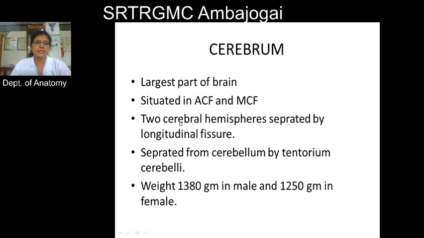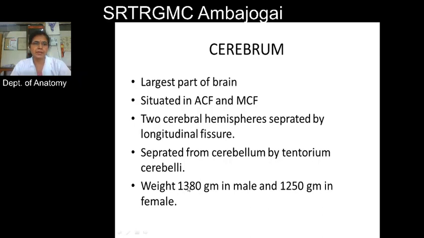This cerebrum consists of two cerebral hemispheres, and these two cerebral hemispheres are separated by the longitudinal fissure. This longitudinal fissure runs anteroposteriorly. The cerebrum is separated from the cerebellum posteriorly by the tentorium cerebelli. That is, the cerebrum is present on the superior aspect of the tentorium cerebelli, and the cerebellum is present on the inferior aspect in the posterior cranial fossa.